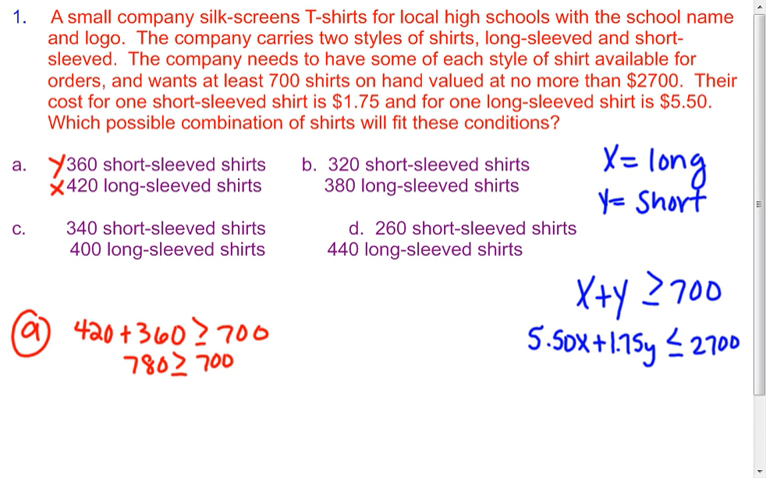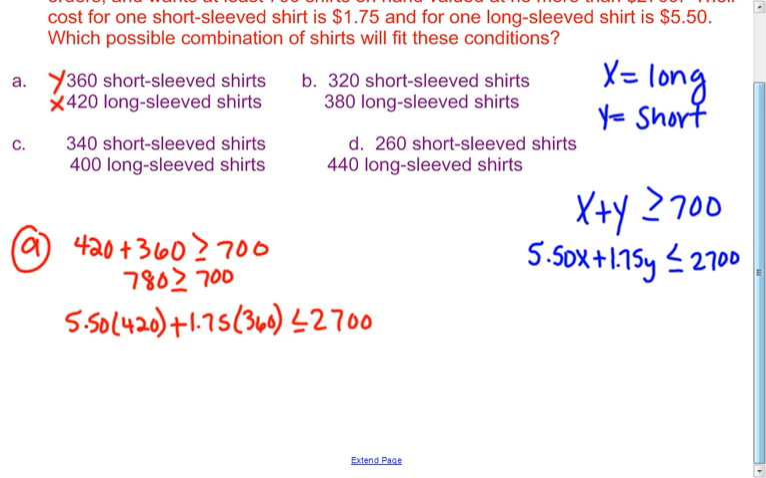Is, let's see, 5.50 times 420 plus $1.75 times 360 less than or equal to $2,700. Okay, and you might have to simplify that, which you can. So you can figure out 5.50 times 420. Hang on, I don't have this done, so I'm going to get my calculator out just like you guys are in just a minute.